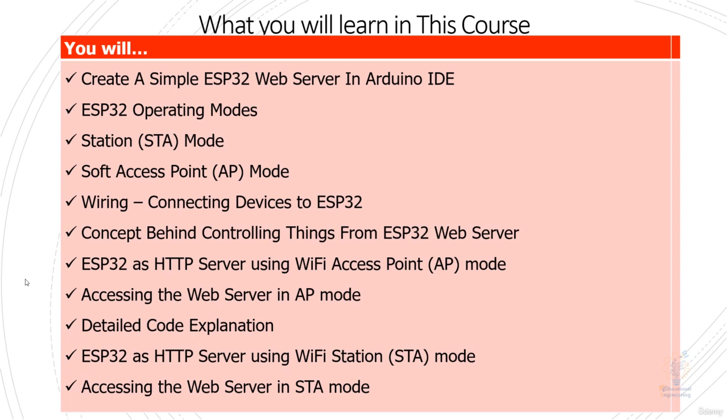And the ESP32, you will learn how to use it as an HTTP server using Wi-Fi access point mode, and you will learn how to access the web server in AP or access point mode, and we will write the code line by line and explain everything to the deepest detail so that you can easily get the server up and running in no time. You will also learn how you can use the ESP32 as an HTTP server using Wi-Fi station mode and how to access the web server in STA mode. So you will learn a lot of things in this course.